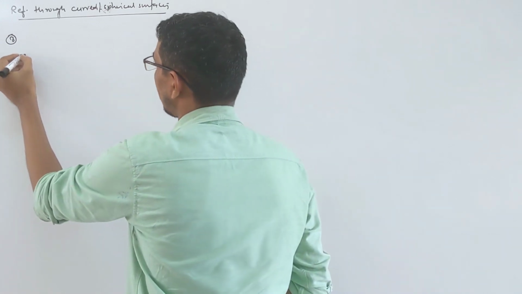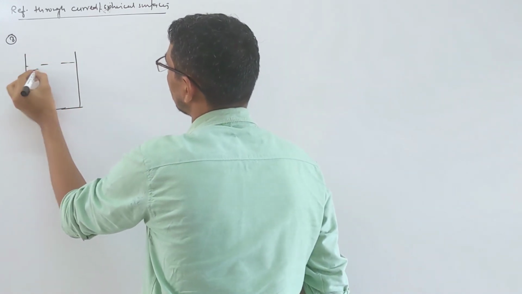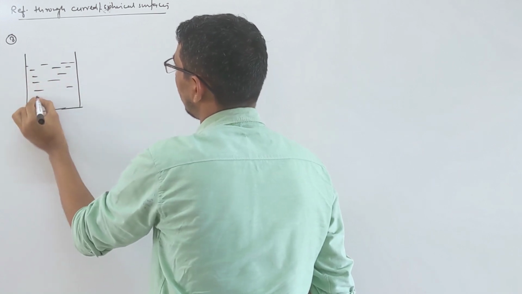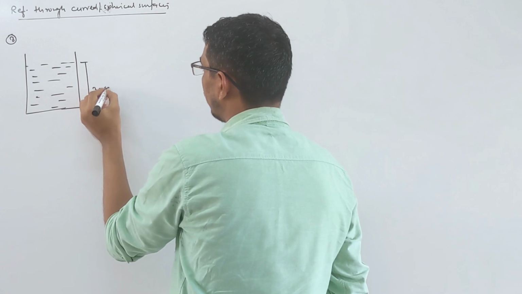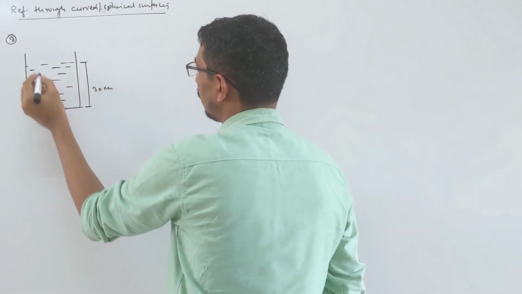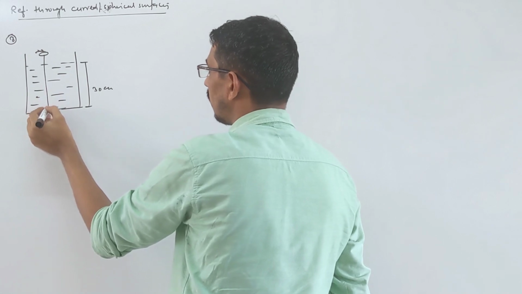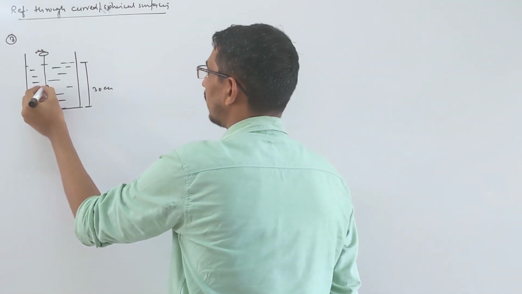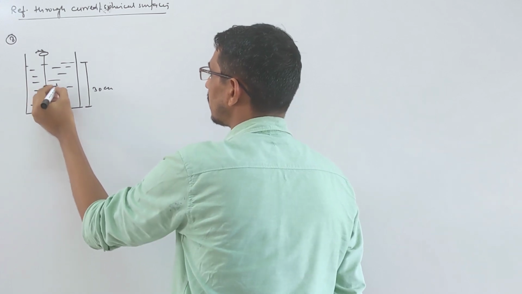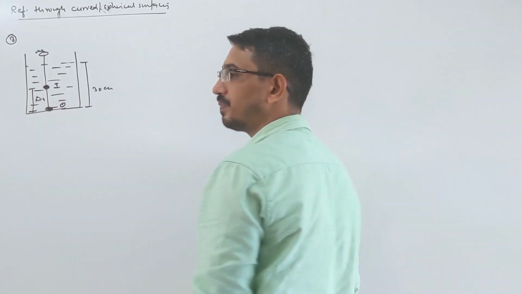Some fish tank is given. This is the fish tank and it is filled with water. Suppose this is your water. The water height is given to us: the side is 30 centimeter. And your fish is at this point. You are watching from the top, so at what depth will it look? It will not look to be really here, because a normal shift will be produced. So it will look somewhere here. This is called your object, this is called your image, and the distance between object and image is called your normal shift.